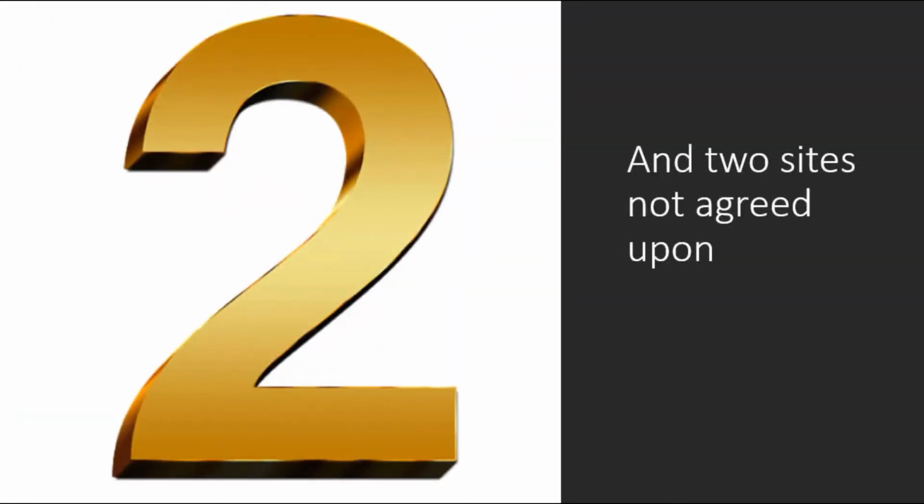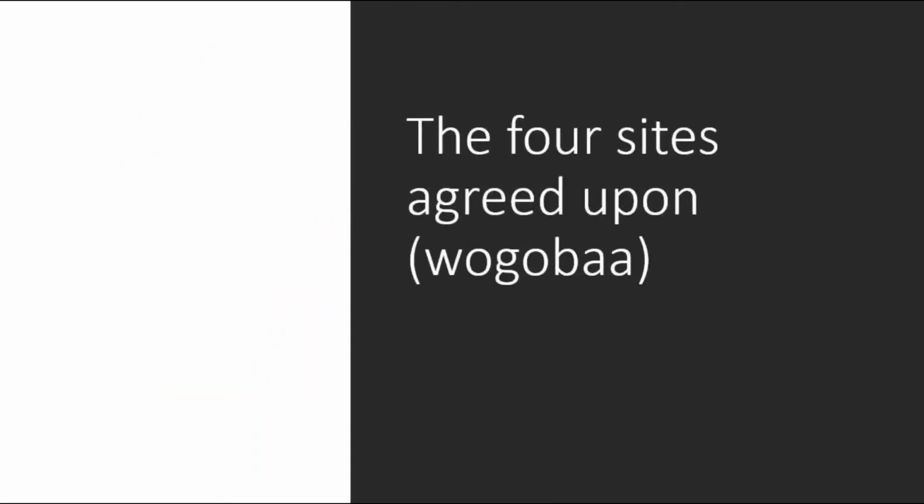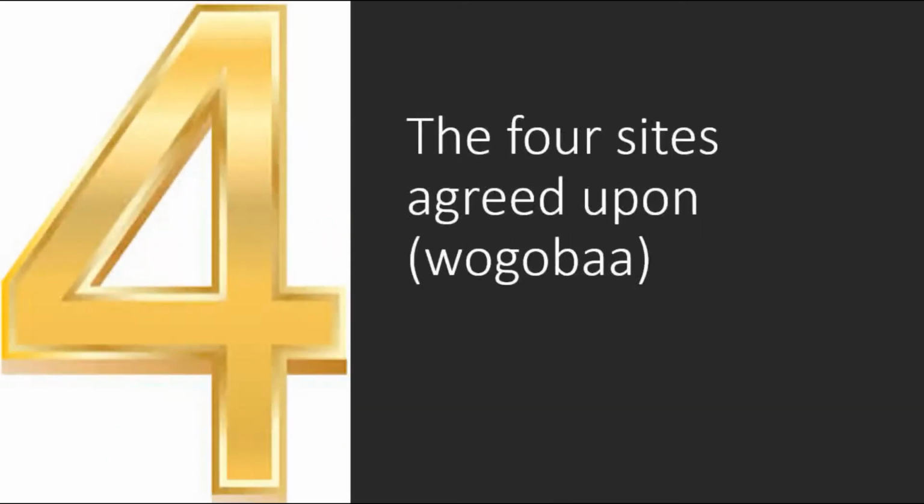And we also have two sides not agreed upon, meaning jawazan. Jawazan means you can make sakt at these two sides, or you may not make sakt at these two sides. So the four sides agreed upon are the four sides wujuban, where you have to make sakt. We are going to talk about these sides.